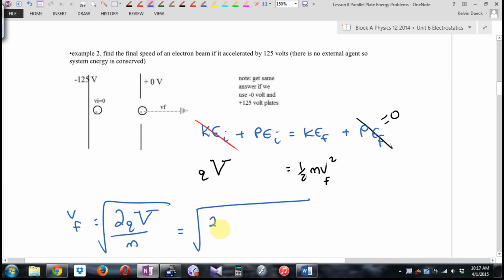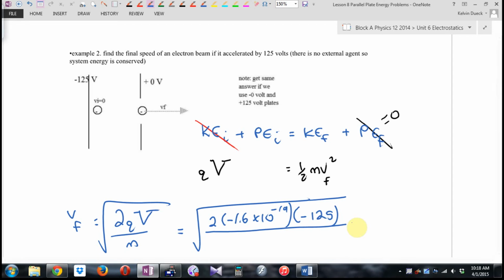It's going to be 2, Q, charge. It's an electron, negative 1.6 times 10 to the negative 19. V, voltage, negative 125. M, mass. It's an electron. All I know is it's 9.11, but I can never remember the times 10 to the negative 31. Make sure you know it's on your formula sheet, right?